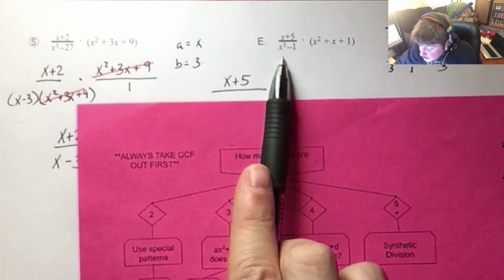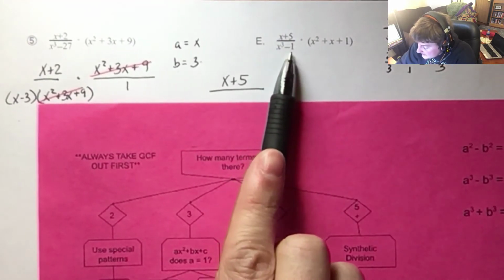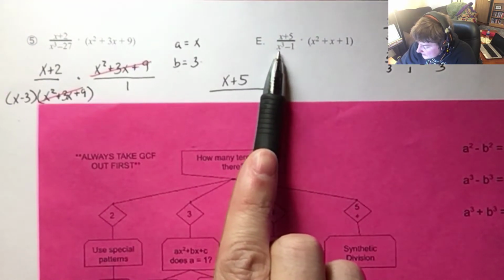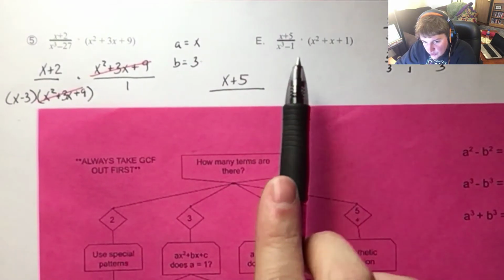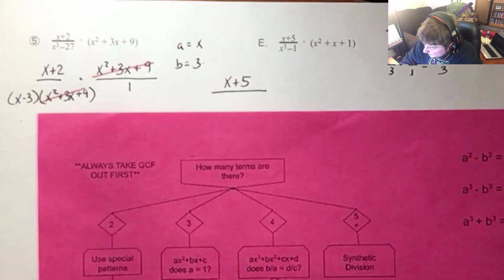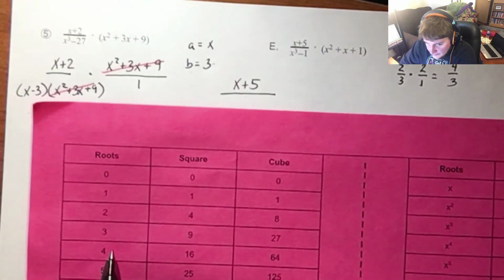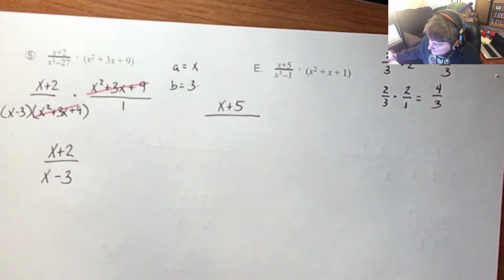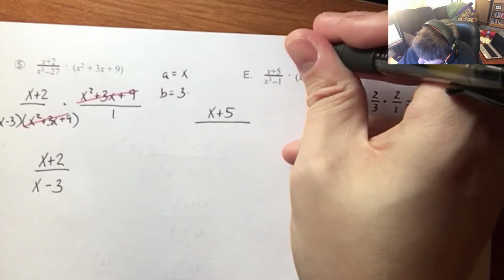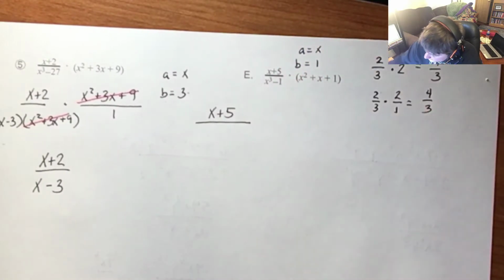I see x cubed, so I want to check and see if it's a difference of cubes, because difference means subtraction. And I want to see if these are both perfect cubes. So we already know x cubed is a perfect cube. We just have to check whether 1 is a perfect cube or not. So I go to my list of cubes. 1 is a perfect cube and its root is 1. So now we have a value equal to x and b value equal to 1.